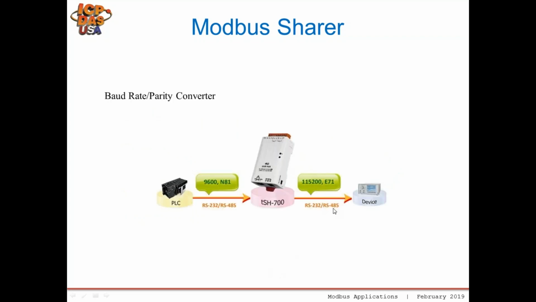This next slide just shows our TSH725 in this case. What this one does is it has two RS-485 ports, and each side has a different baud rate and parity option. So you can set those within the web interface for configuration of the module, and you can communicate RS-485 or Modbus ASCII from either side to the other device.